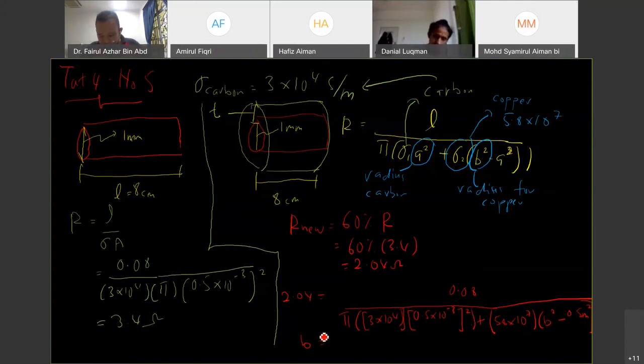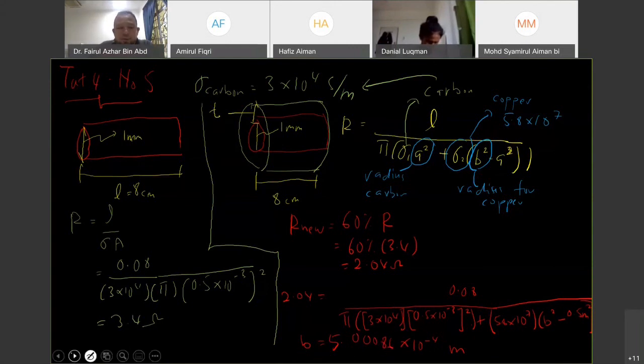I have already calculated this. The value I get for B is equal to 5.00086 times 10 power of minus 4 meter. Basically, it's almost 0.5 mm.